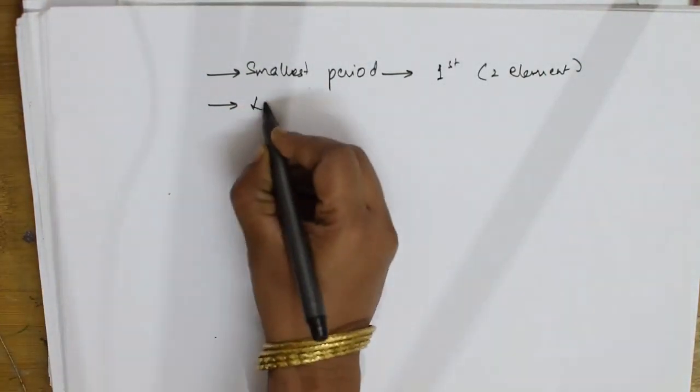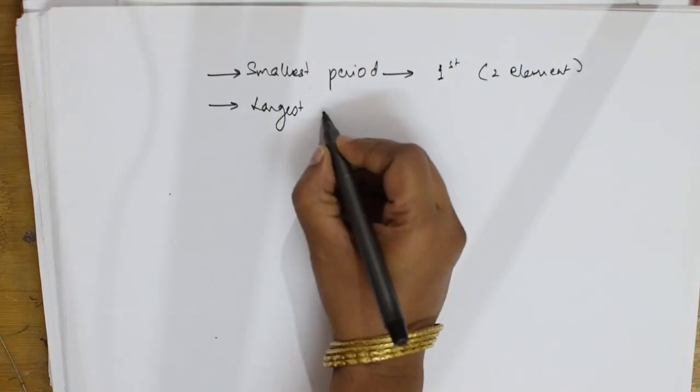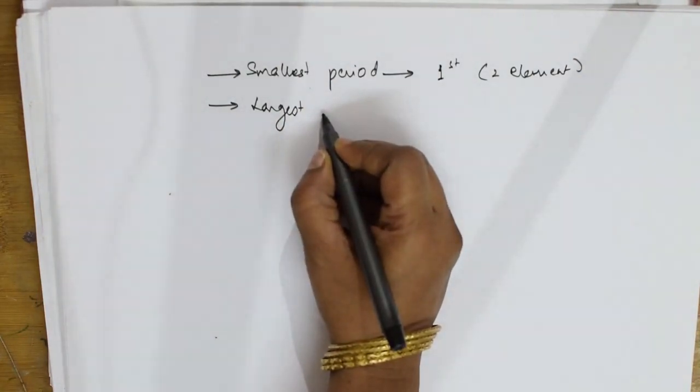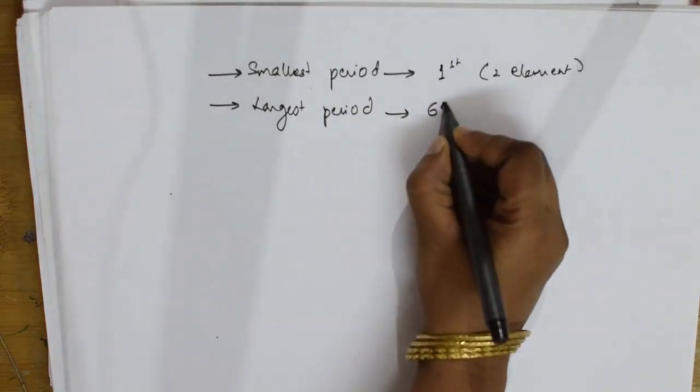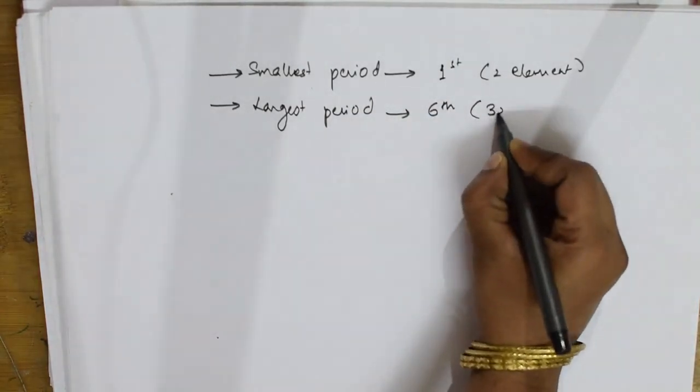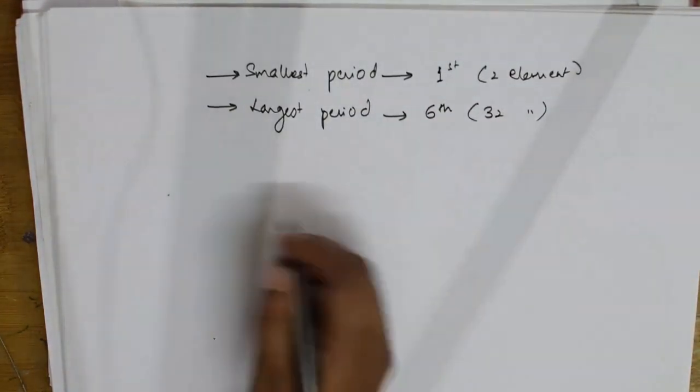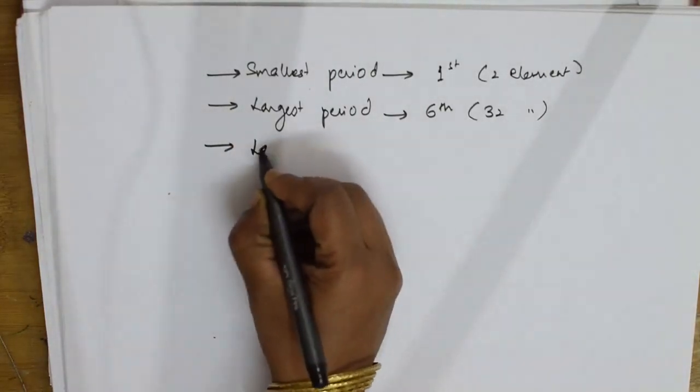What is the largest period which we have? The largest period in the periodic table is the 6th period. How many elements are there? 32 elements are there in that. Right. Now let me start with the largest group.